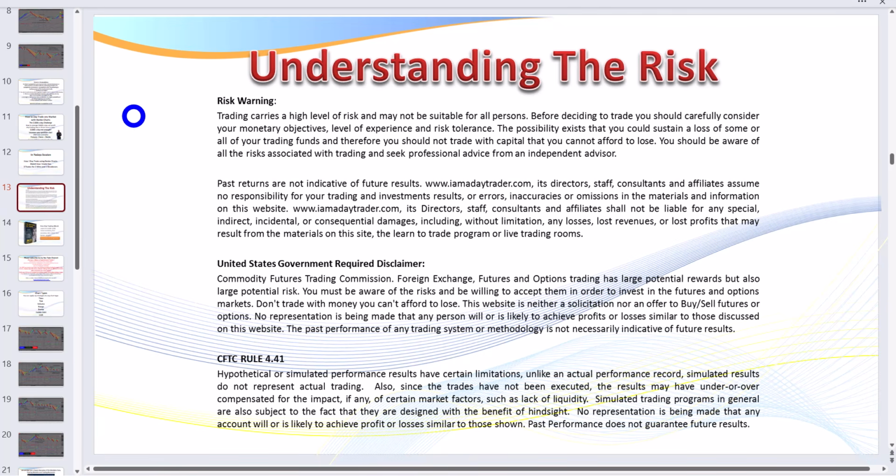As always, I do need to pull up a disclaimer. There is a risk in trading. Please don't trade with money you can't afford to lose.